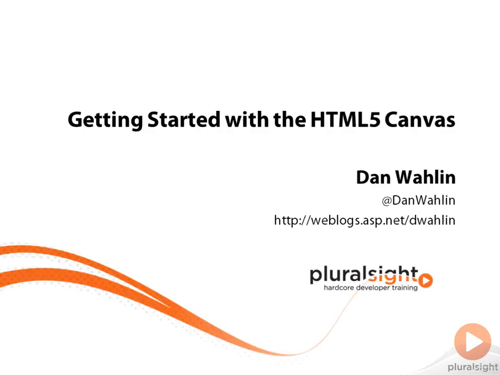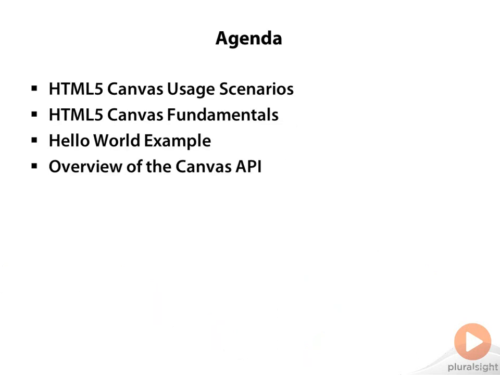In this first module, Getting Started with the HTML5 Canvas, I'm going to walk you through some of the basic steps you can follow to access the 2D context and draw some basic shapes and other types of graphics. We're going to start off by talking about Canvas usage scenarios, including different ways that you might consider using the Canvas in your web applications.